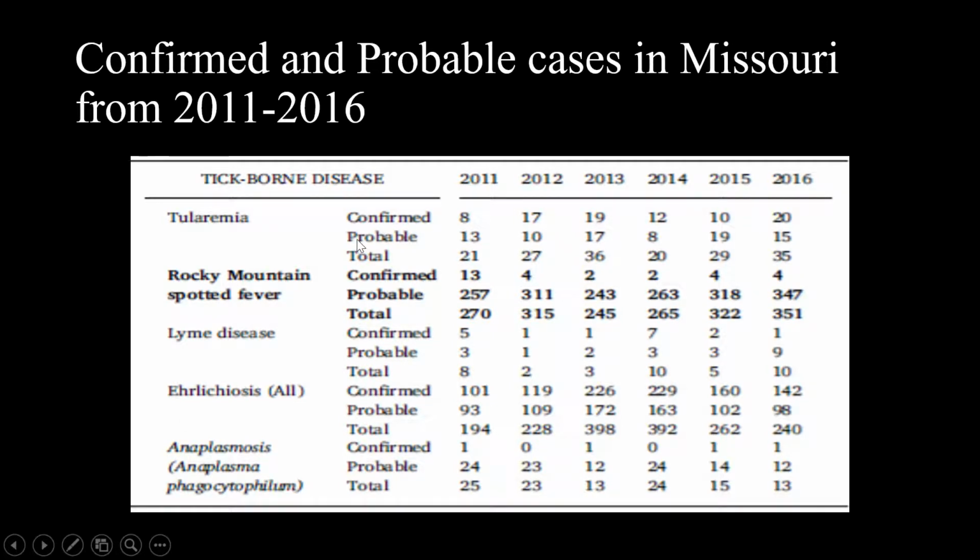And as you can see, the majority of the diseases have pretty low confirmed cases, even the Rocky Mountain spotted fever, because like I said, this has to do with the inability of the test to be 100% certain. But if you look at the probable cases, Rocky Mountain spotted fever heavily outweighs most of these other diseases here.